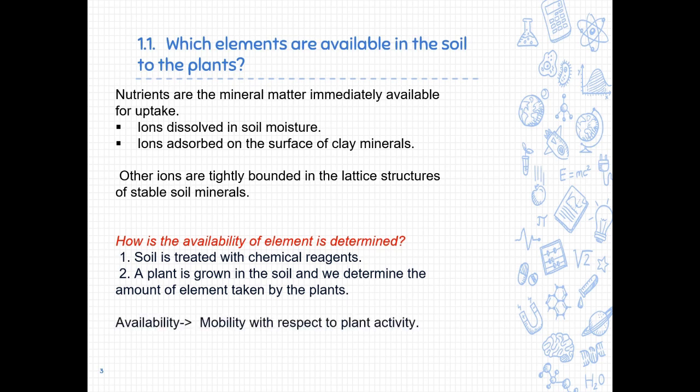So availability in this context can be considered as mobility. Okay, but here this mobility is with respect to plant activity. We have already learned what mobility is. But in the context of plant activity, the mobility of the elements which are taken up by the plant is referred to as availability of those elements, or inorganic salts, or you can just say ions.